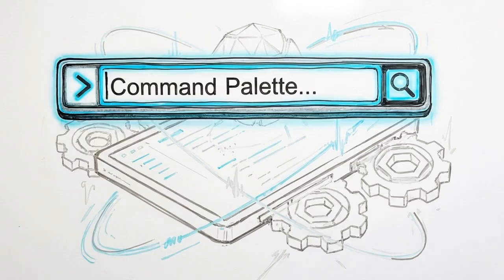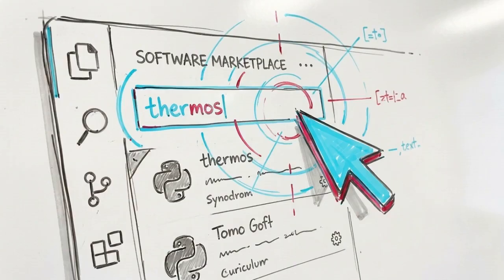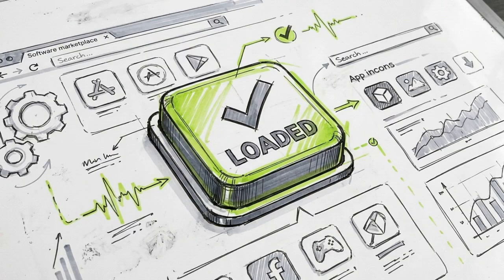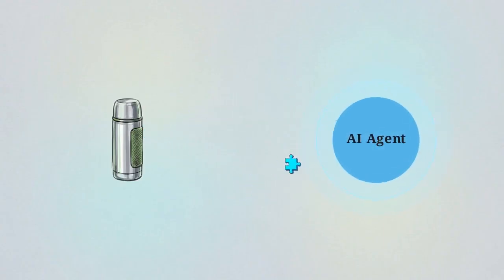We begin with the primary interface. Open the command palette in Cursor and type Marketplace to access the built-in registry of official tools. Use the search bar to find specialized extensions. We'll use the Thermos plugin as our example. It's an internal tool built by the Cursor team to conduct deep dive code reviews. When you click Install, the status will shift to Loaded. This confirms that the plugin's logic is now accessible to the AI agent.